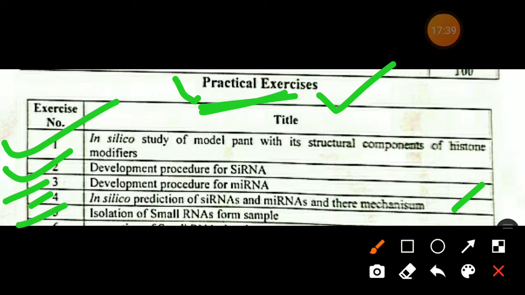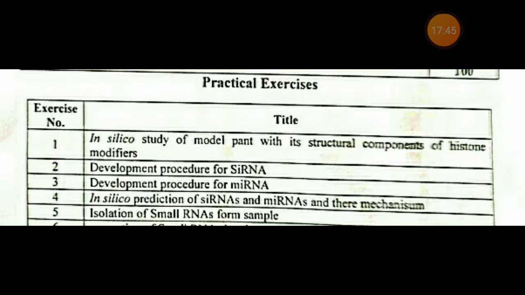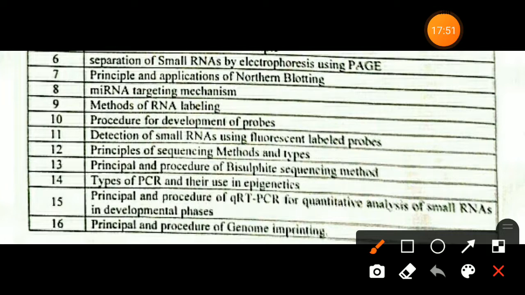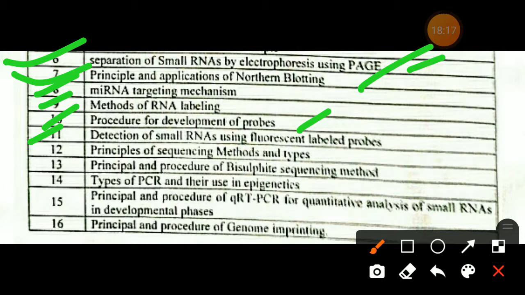And fifth one is isolation of small RNAs from sample. Then sixth exercise is for separation of small RNAs by electrophoresis using PAGE. Seventh, principle and applications of northern blotting. Eighth, miRNA targeting mechanism. Ninth, method of RNA labeling. 10, procedure for development of probes. 11, detection of small RNAs using fluorescent labeled probes.